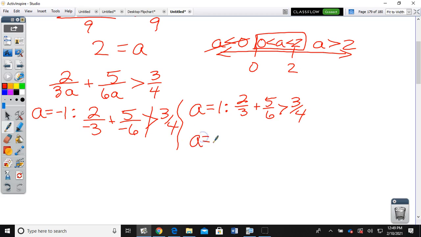And let's try, what's something bigger than 2? 3. So that would be 2 over 9 plus 5 over 18. Is that going to be greater than 3/4? No. I don't think it is. I think you get 1/2. Is 1/2 bigger than 3/4? No. It is not. So the only answer we have on that one is 0 is less than a, which is less than 2. All right?